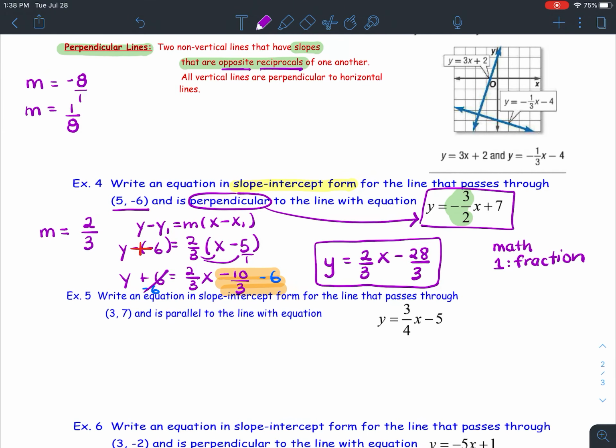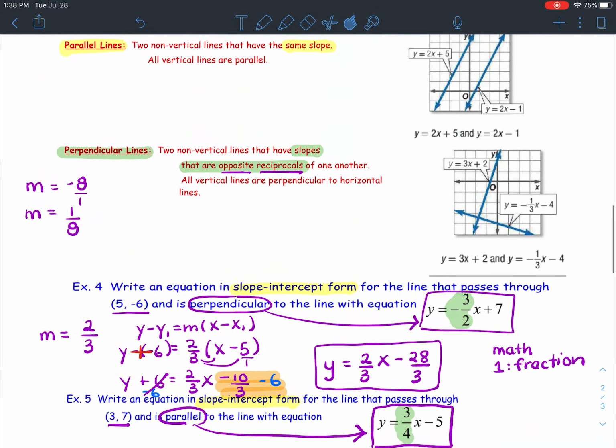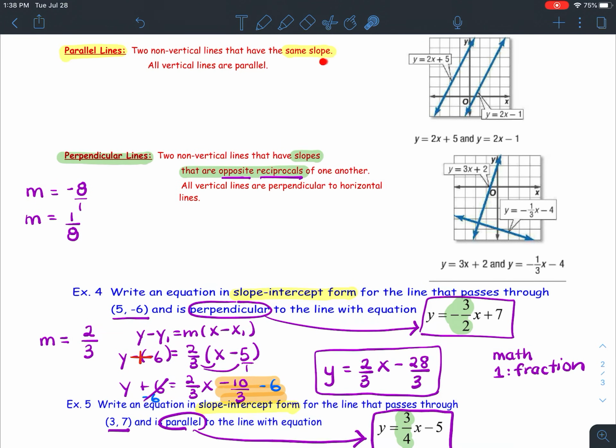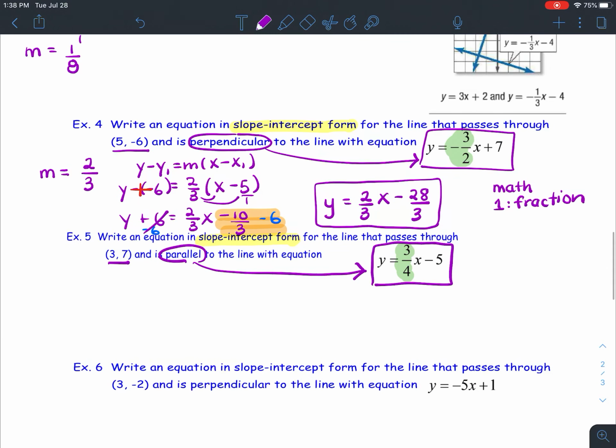Okay, let's try another one here. Write an equation of a line. Again, we're doing slope-intercept form that passes through the point 3, 7, only this time it will be parallel to this line here, okay? So we are, again, interested in the slope, and you got to ask yourself, if it's going to be parallel to this line, do I need to make a change to the slope? Well, we set up above here, parallel lines, they have the same slope. So I'm not going to make a change to this slope at all. I'm going to keep 3/4 as my slope.